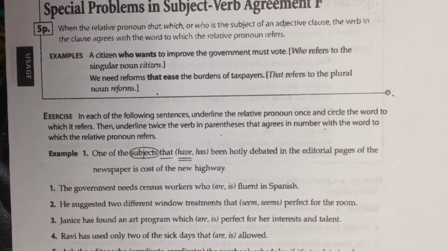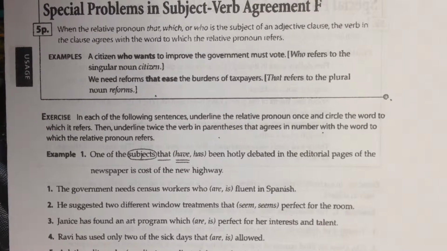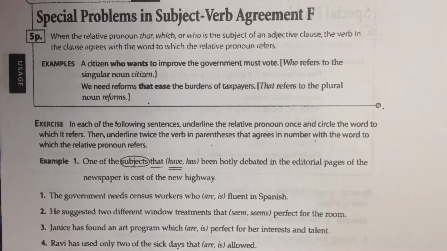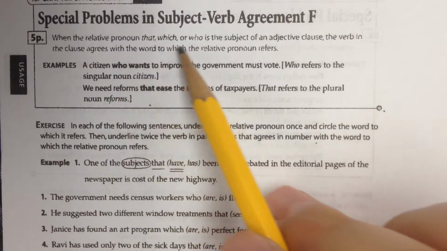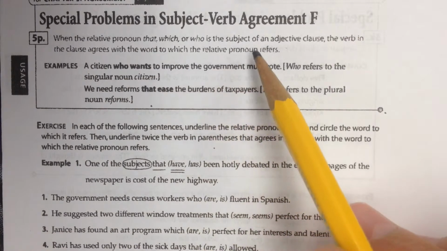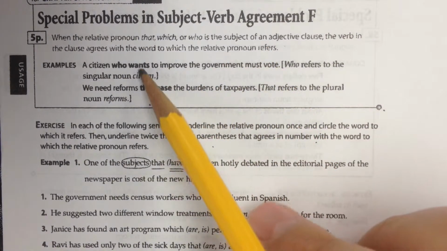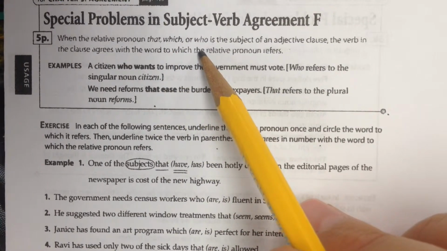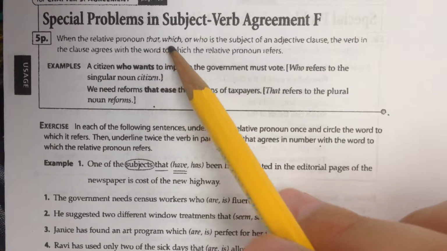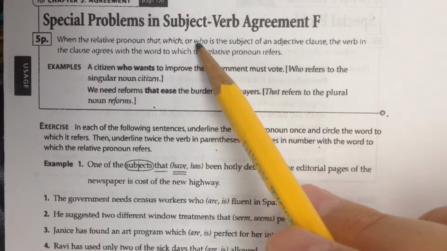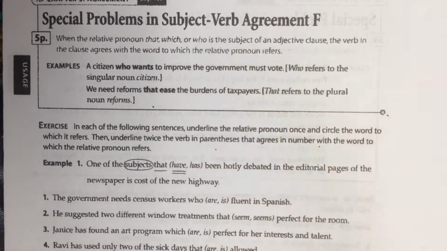All right, so the last thing here is about relative pronouns. And relative pronouns are words that go in front of what are called adjective clauses. And so this tells you when the relative pronoun that, which, or who is the subject of an adjective clause, the verb in the clause agrees with the word to which the relative pronoun refers. So in an adjective clause, you will start with one of these words, that, which, who, and there are a couple of other ones. We copied them in our notes a few weeks ago. Anyway, sometimes this word in that clause will be the subject of the clause, not the sentence, but of the clause. If this relative pronoun is the subject of the clause, then you want to choose a verb that agrees with what that pronoun refers to.